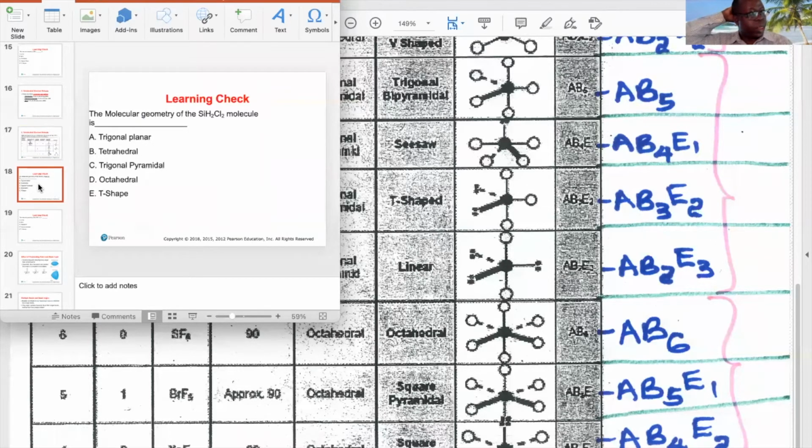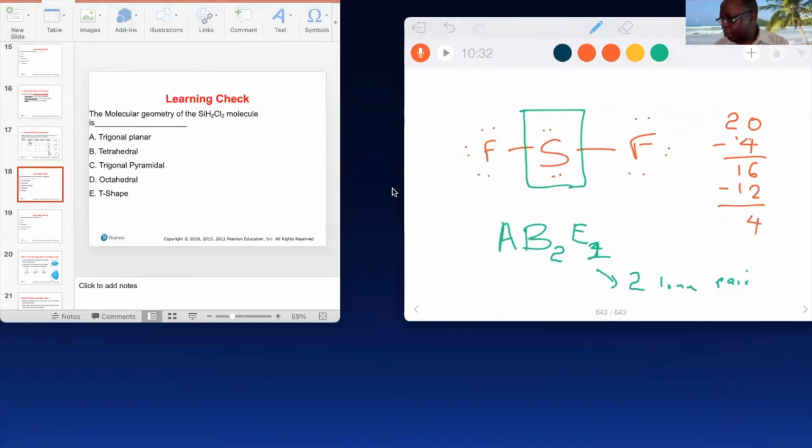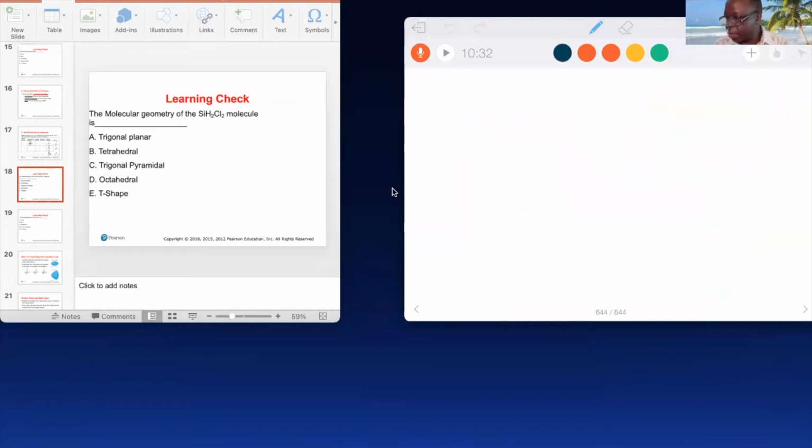All right. For this particular one, let me minimize this and see how you will approach the problem on the PowerPoint slides. If you look at the molecule here, silicon is at the center. It doesn't really matter where you place the chlorines or hydrogens: chlorine, chlorine, hydrogen, hydrogen. Just the way we did, you have to account for the total number of valence electrons.